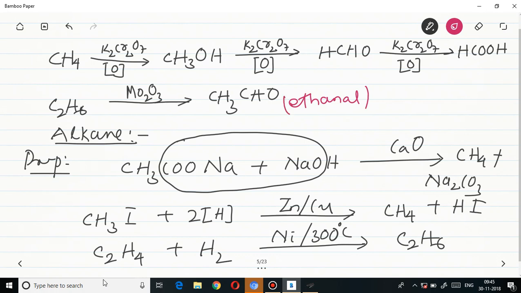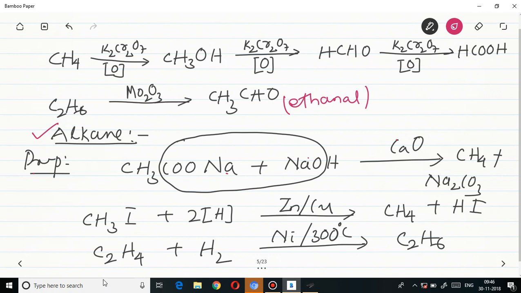Now we'll go compound wise. The first compound is alkane. Now how are alkanes prepared? Preparation. If I take a sodium salt of carboxylic acid, CH3COONa, sodium acetate, and it reacts with soda lime, which is sodium hydroxide and calcium oxide, so this part will be removed, and what is remaining? CH3 and H is CH4. And what else is there? Na2CO3.